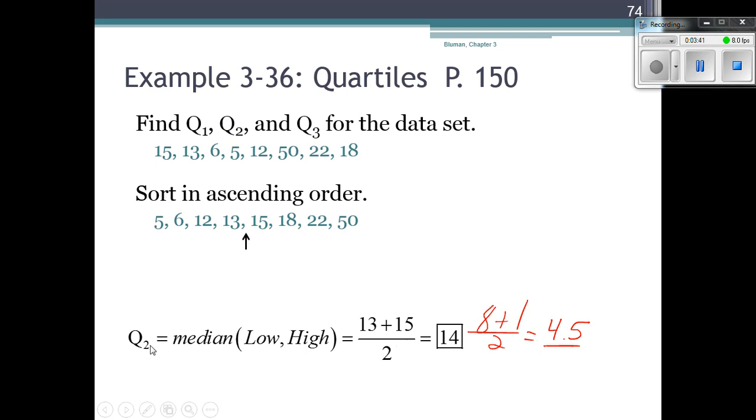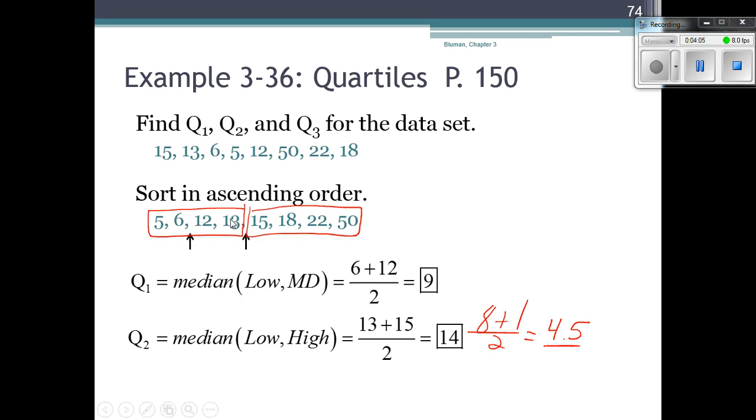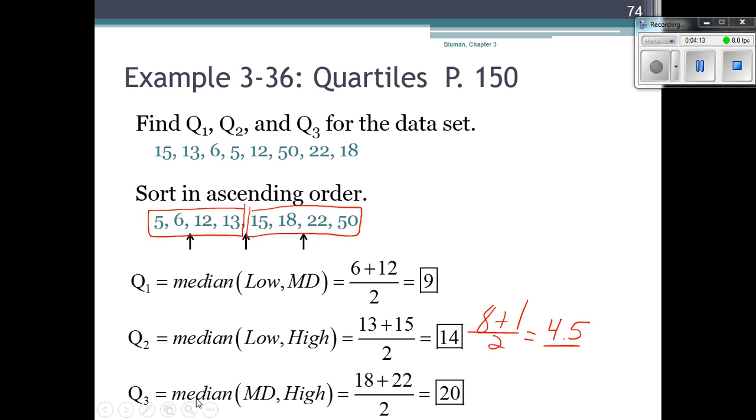Now that we have our quartile 2, we use that to find quartile 1 and quartile 3. What you want to do now is not include the median and break it into 2 separate groups. So there's 14 in here that we're not using. Now you find the median of the low up to the median, but not including the median. And then for quartile 3, you find the median of the original median up to the high, but not including the median.